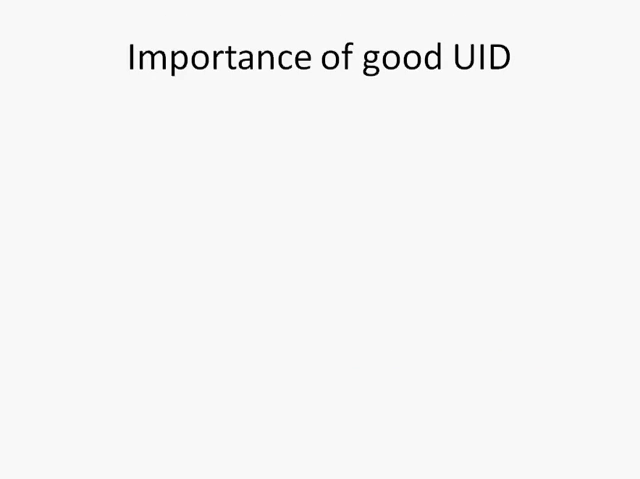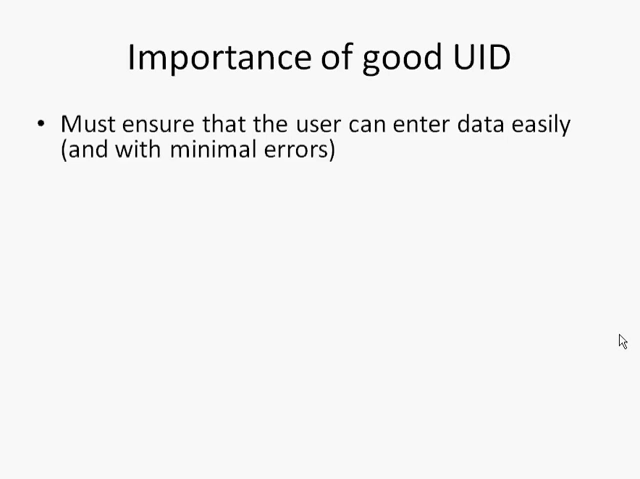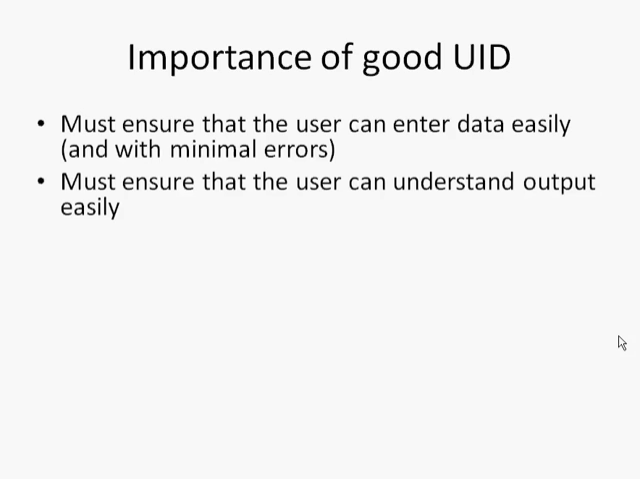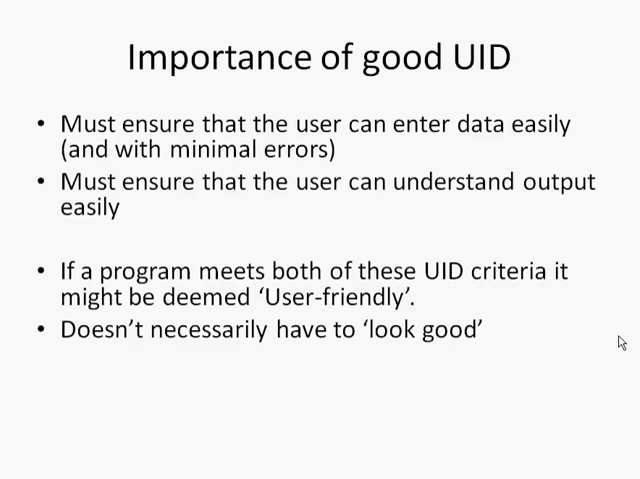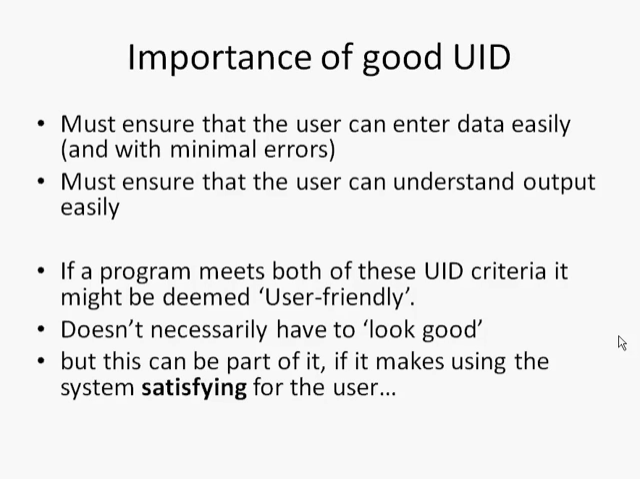Good user interface design, or UID for short, is vital when designing computer systems. It's there to ensure that the user can enter data easily and with minimal errors, and that the user can understand output easily. If a program meets both of these criteria, it might be deemed as user-friendly. It doesn't necessarily have to look good, but that could be part of it, if it makes the system satisfying for the user to use.